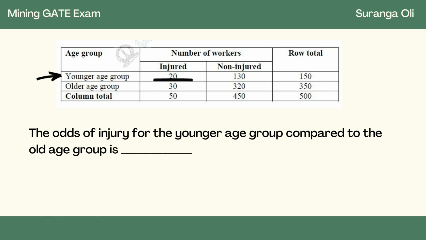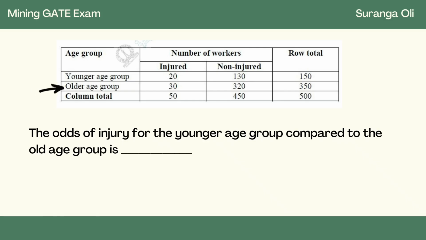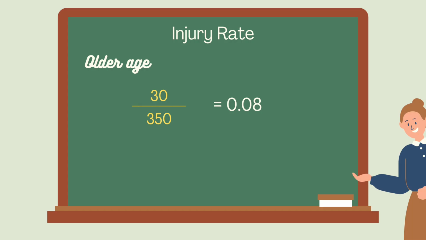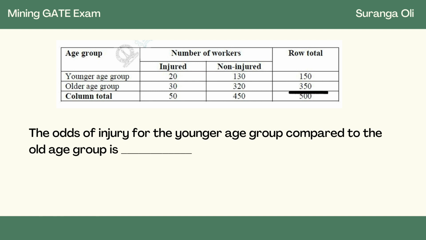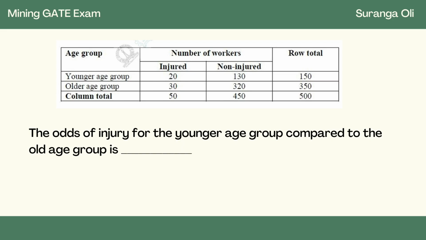The total number of persons injured in the young age group is 20, that is we took from the table, divided by the total number of persons employed in the young age group, which is 150. So for the younger age group, the injury rate is 0.13. For the older age group, the total number of persons injured is 30, divided by the total number of persons employed in the older age group, which is 350. So the injury rate for the older age group is 0.08.